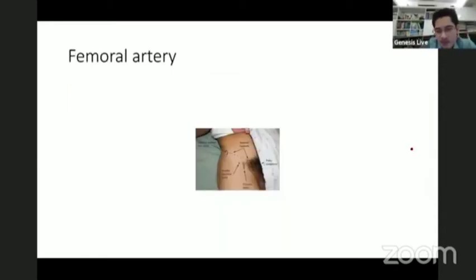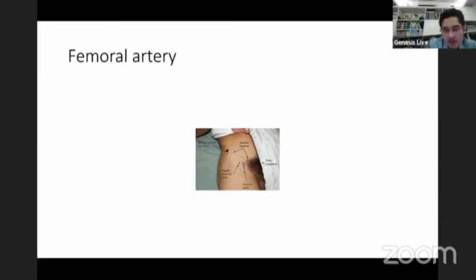Femoral artery palpation is very simple. Where is the femoral artery? It's at the mid-inguinal point. There are two things: the midpoint of the inguinal ligament and the mid-inguinal point. What is the midpoint of the inguinal ligament?